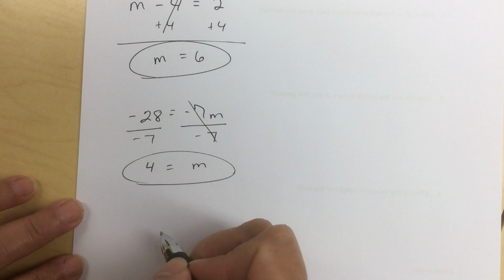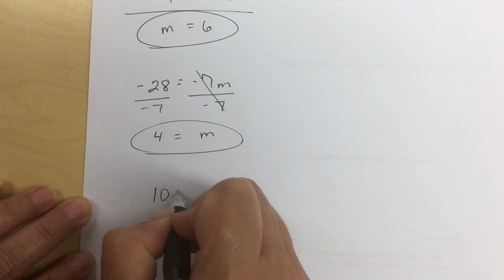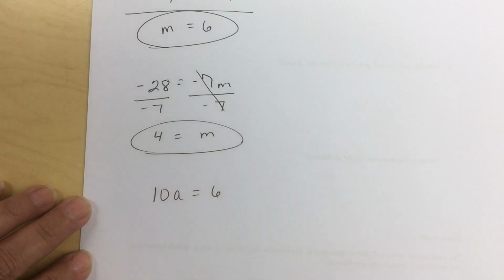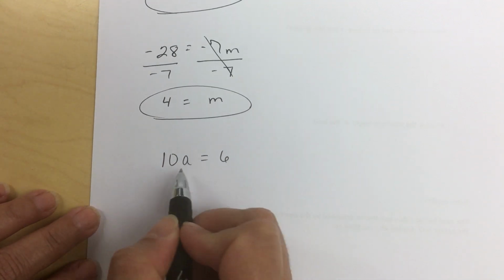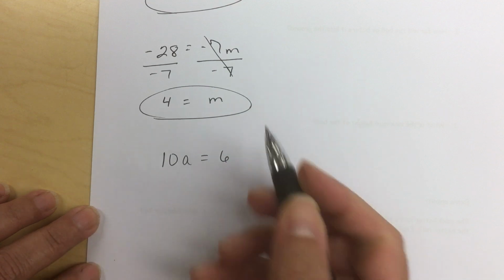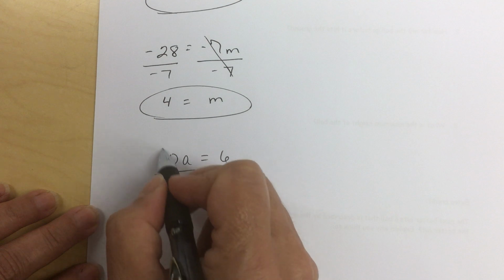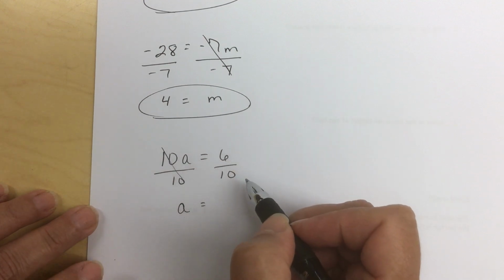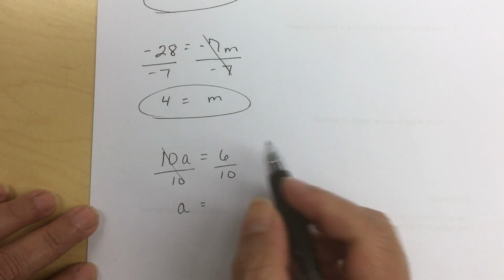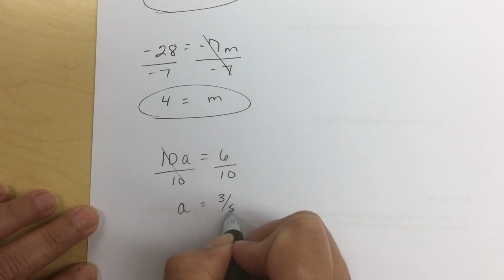You might have something that doesn't give you an integer. So let's say you have 10a equals 6. So 10a is multiplication. It means times. So I need to undo that by dividing by 10. So that will give me a. And then 6 divided by 10 reduces to 3/5. I can divide both of those numbers by 2, and it gives me 3/5.